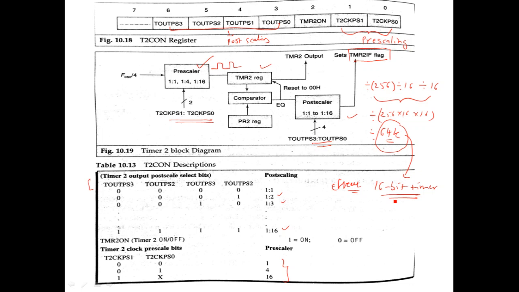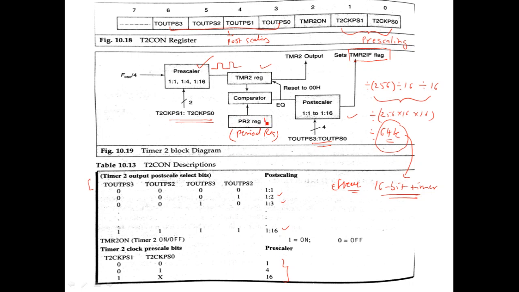Okay, that is one thing. Secondly, you can see that this particular timer has an auto reload facility. For that there is a comparator, and there is another register called the period register. While using this timer, first of all you have to load some count here.